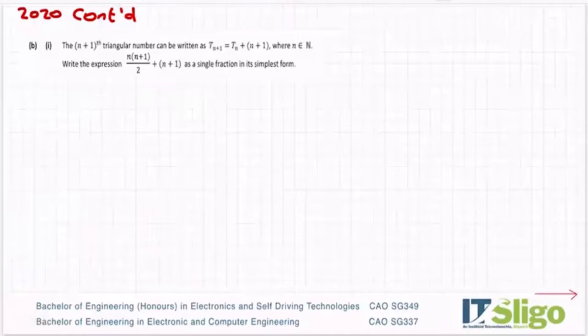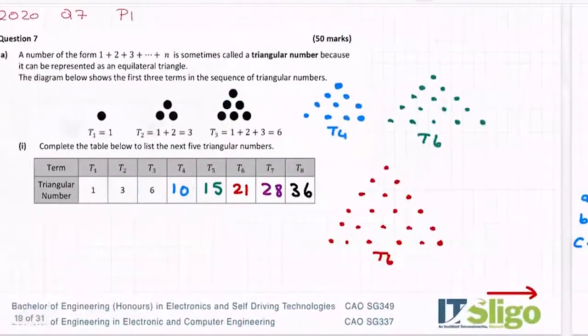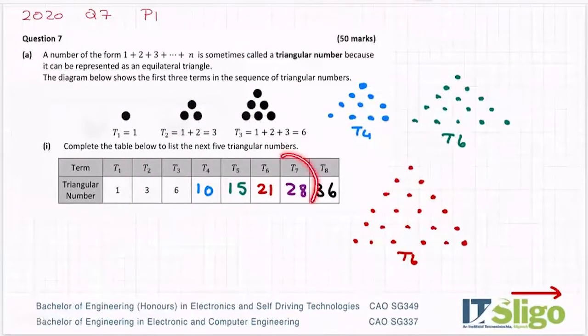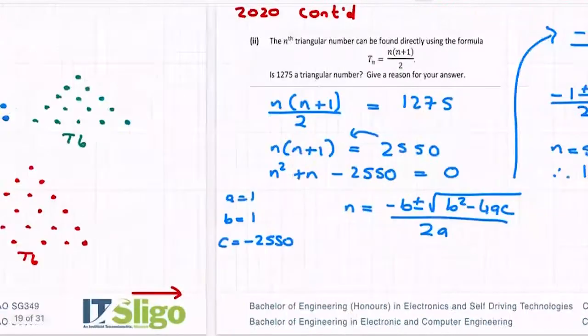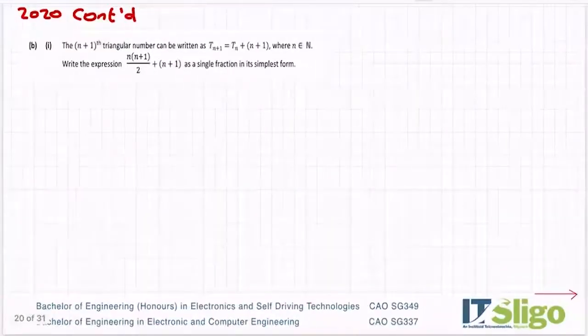B, part 1. The n plus 1th triangular number can be written as Tn plus 1, okay? And hopefully that makes sense from our theory. It's 1 up from the nth number, so it's Tn plus 1. So it's equal to n plus 1, and of course I add on n plus 1. Because remember when it was T7 here, I was adding on 7. When it was T8, I was adding on 8. So whatever term you're getting, you're adding on that number.